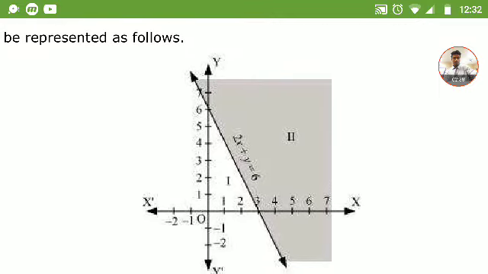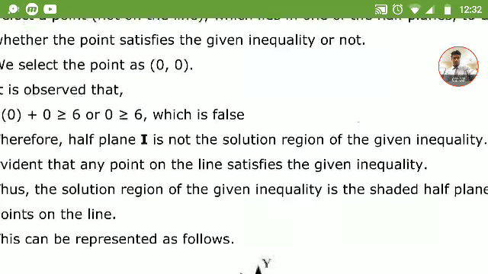Cleared? This is called 1 and this is 2. They just made it 2 because they take 2 as the shaded portion. You shade it with a pencil or you just give a dash dash dash line, nothing. Okay, that was for your question number 2.